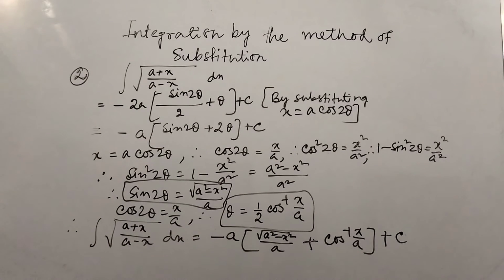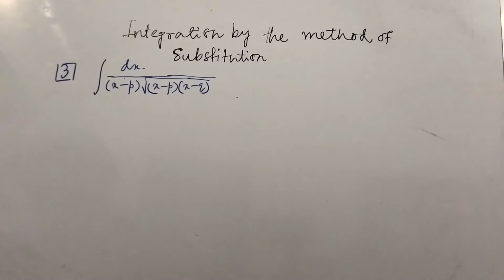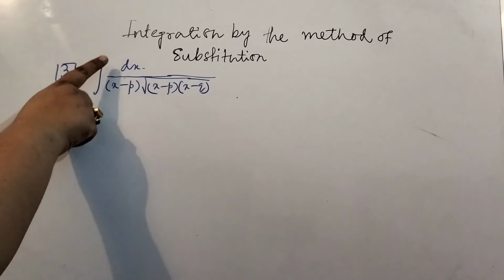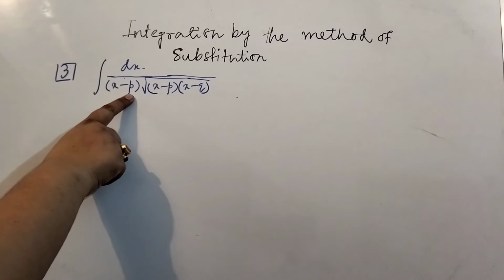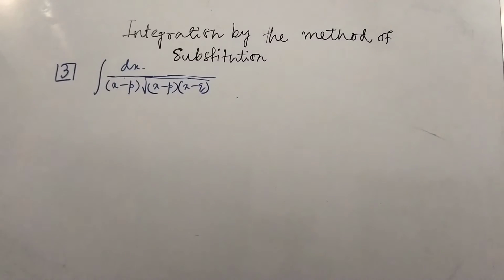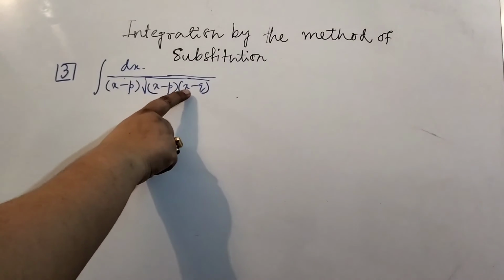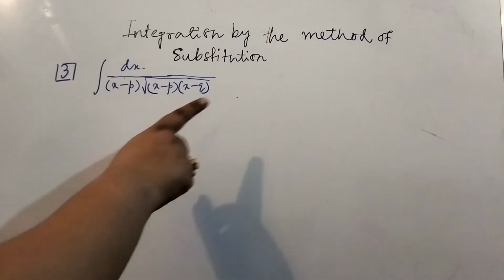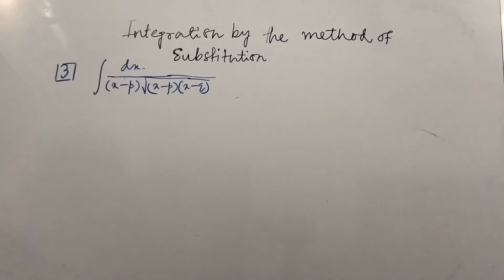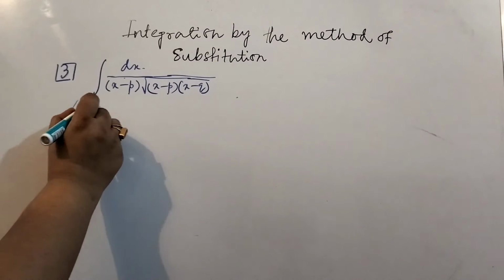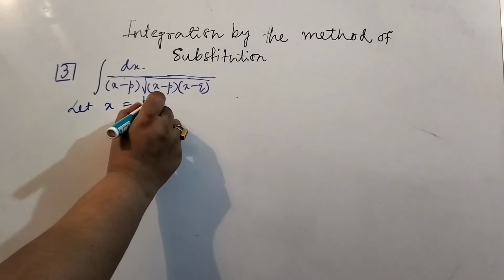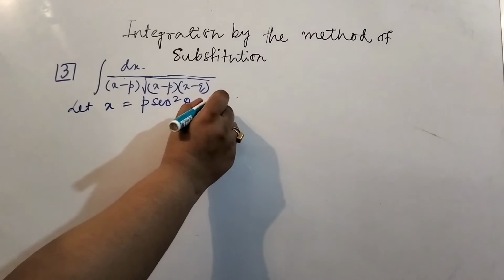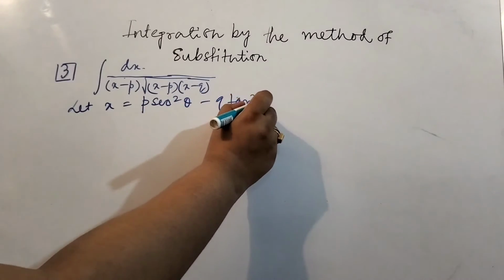Now we are going to find integration dx by within bracket (x minus p) into root over within bracket (x minus p) into within bracket (x minus q). This particular problem will be solved by the method of substitution very easily by a very unique transformation. So let's see. Let x equals to p sec square theta minus q tan square theta.